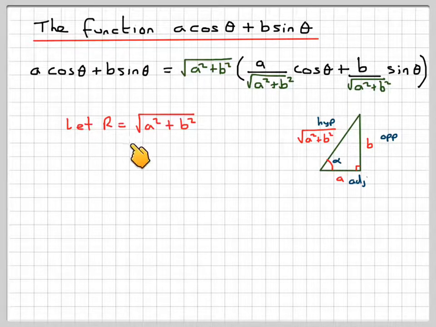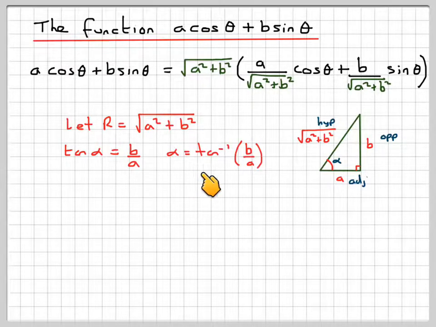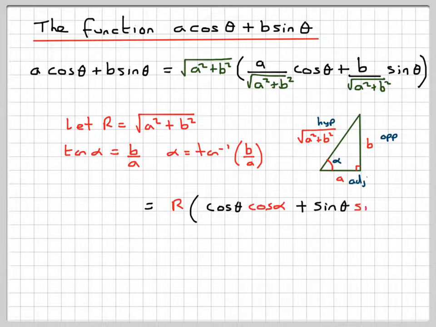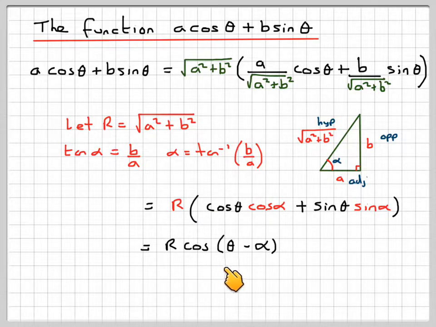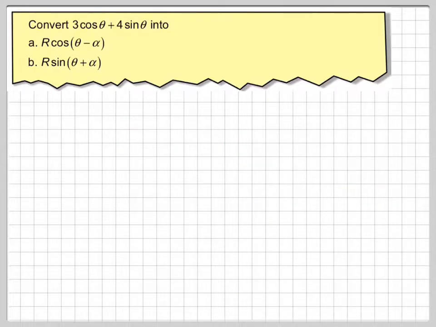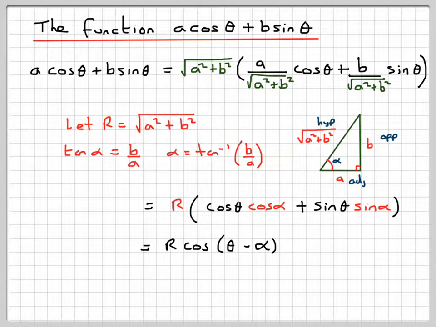So if we let r be equal to the square root of a squared plus b squared, then tan alpha will be b over a, and alpha we could find by doing tan to the minus 1 of the opposite over adjacent, which is b over a. Then this will become r times cos theta cos alpha plus sine theta sine alpha, which is going to be r cos theta minus alpha, which is a good way of rewriting this function.